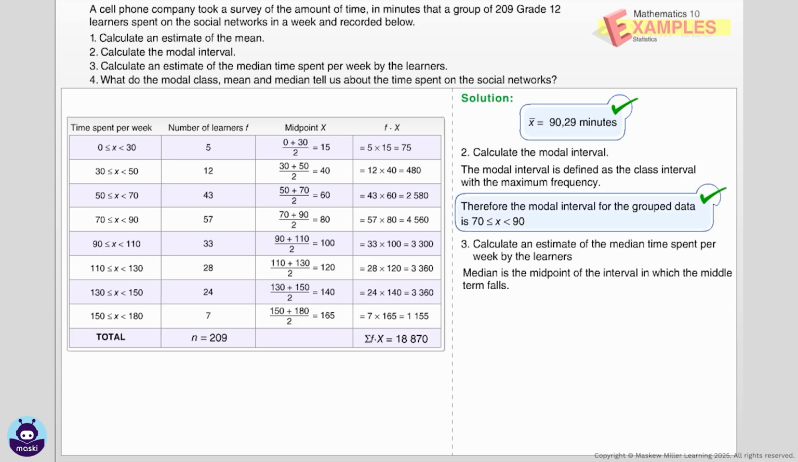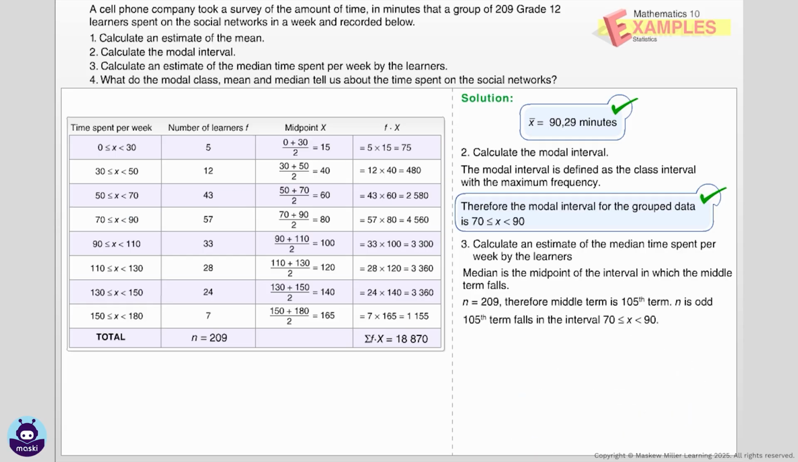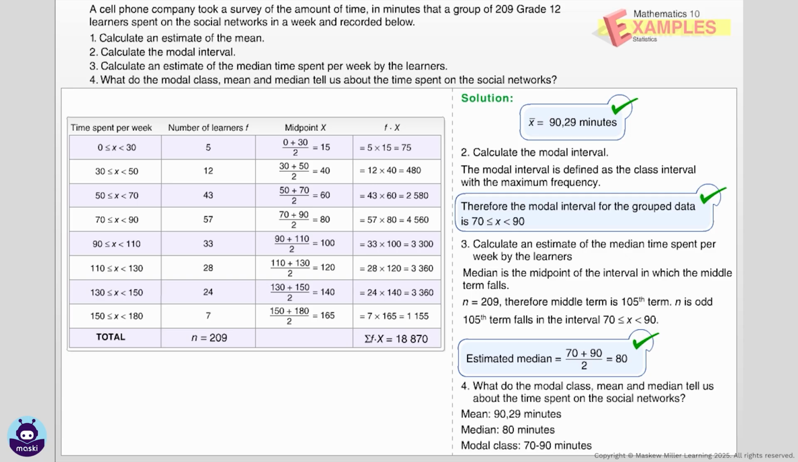Median is the midpoint of the interval in which the middle term falls. Since 209 grade 12 learners were surveyed, the middle term is the 105th term. Let us find the class interval where the 105th term falls. We count down the frequency column to determine the 105th term. Therefore, the estimated median of the data is the midpoint of this class interval. Estimated median equals (70 plus 90) over 2 equals 80.